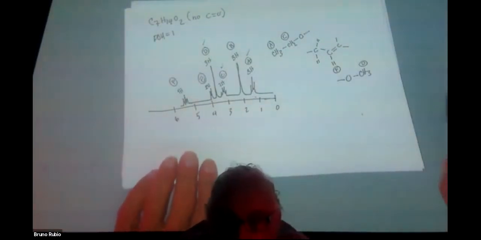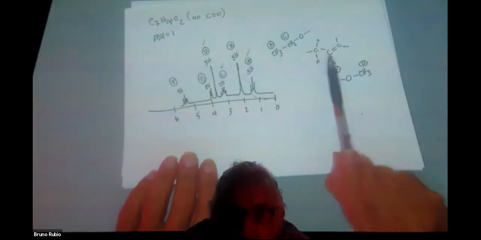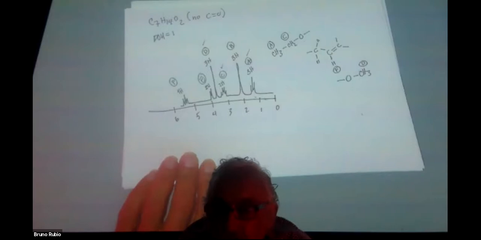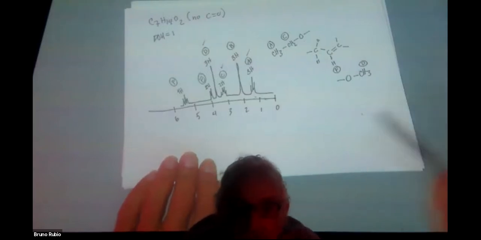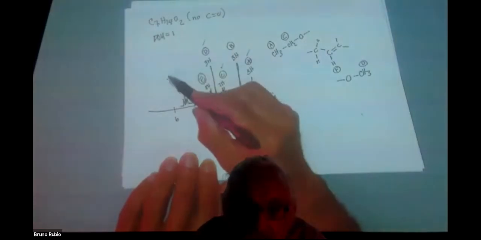Okay, so how am I doing? I'm looking for 7 carbons: 1, 2, 3, 4, 5, 6. I'm just looking for one more carbon. And I've found a home for A, for C, and for F.